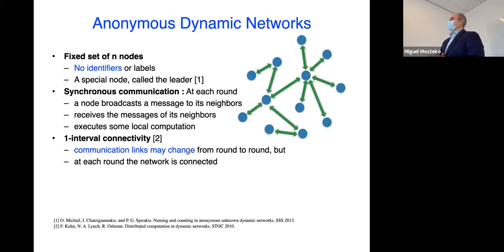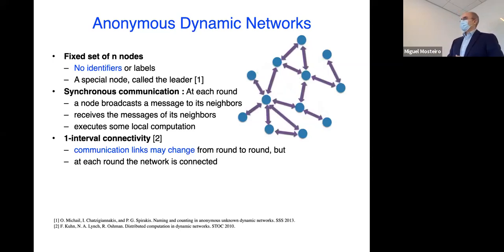In terms of connectivity, we assume the model called one-interval connectivity by Kuhn and others. Links may change from round to round, adversarially, but we guarantee that the network is connected at any given round. The links may change arbitrarily, so it's completely dynamic, except that we require connectivity in each round. That's the basic anonymous dynamic networks model, which now is changing in some aspects.